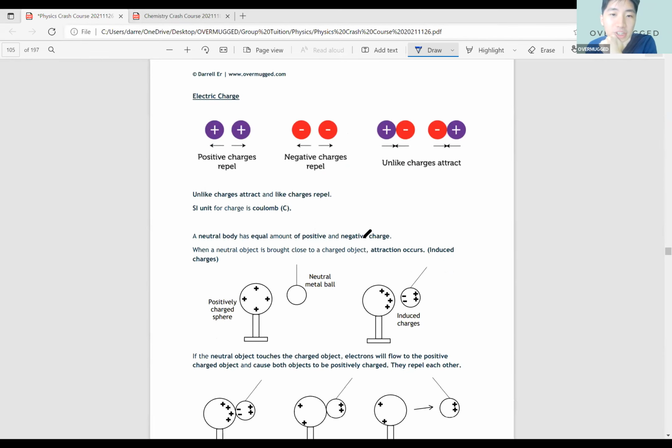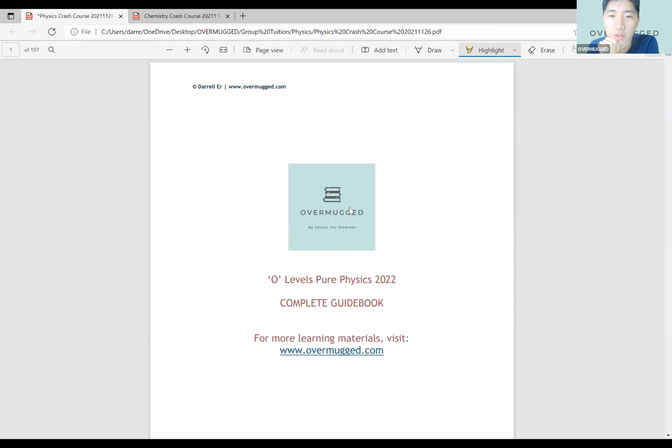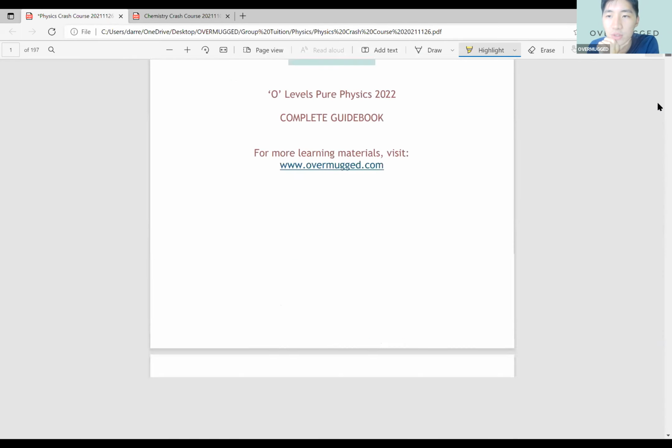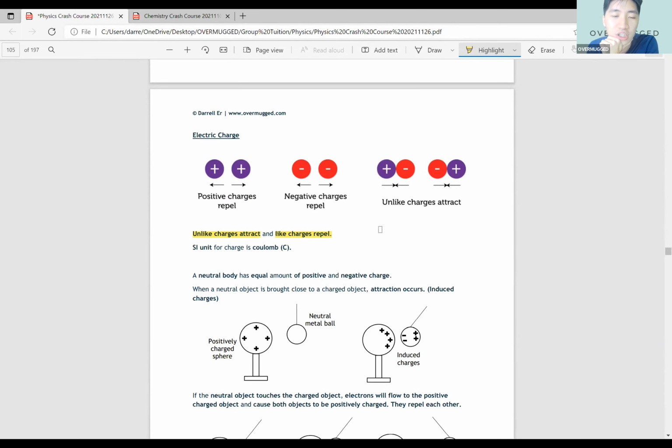Okay, let's talk about this chapter. The first thing, remember, is unlike charges attract, like charges repel. For those of you who are wondering what this is, it's just the soft copy of the curated notes. I'm going through static electricity right now, so I'm using the notes for this chapter to teach y'all. You need to know that unlike charges attract and like charges repel. I think this one is straightforward enough. The units you do know.